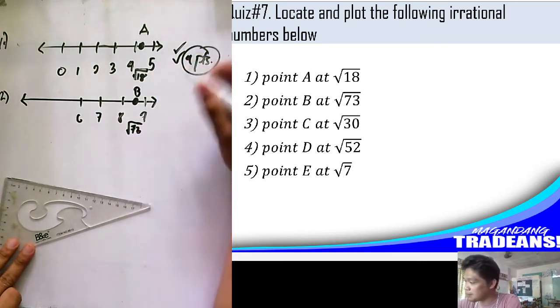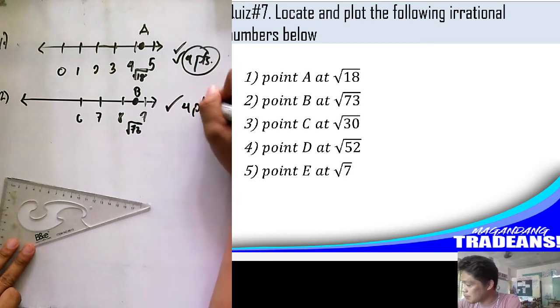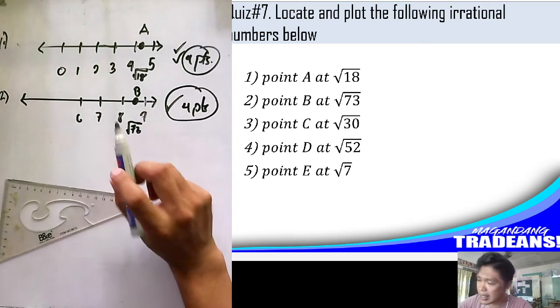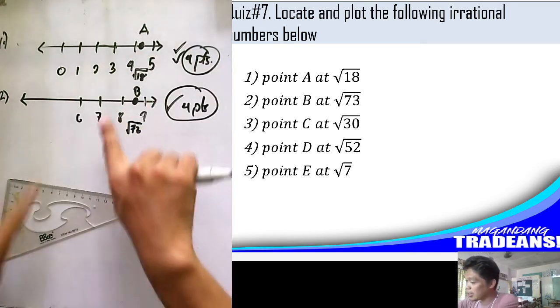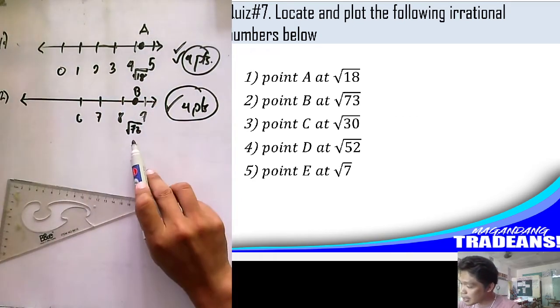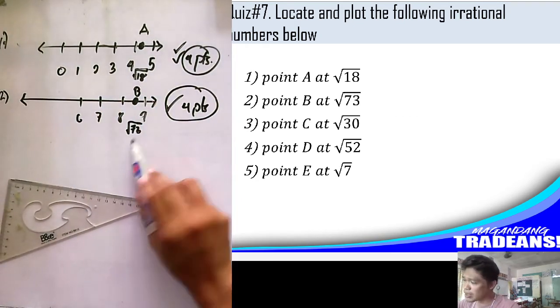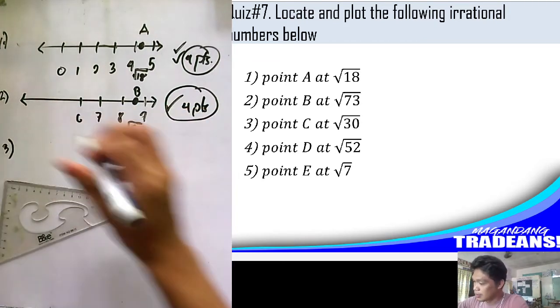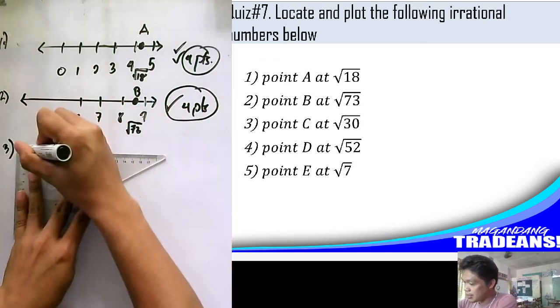Okay? Again, this is 4 points. Paano po malaman ang score? -1 kung saan sila nagmali. Ano po yung mali? Kapag walang arrow, kapag magkaiba ang sizes ng distansya nito. Next, kapag walang square root of 73, -1. Kapag walang point B, -1 din po. Next, number 3. For number 3, let's make an arrow.